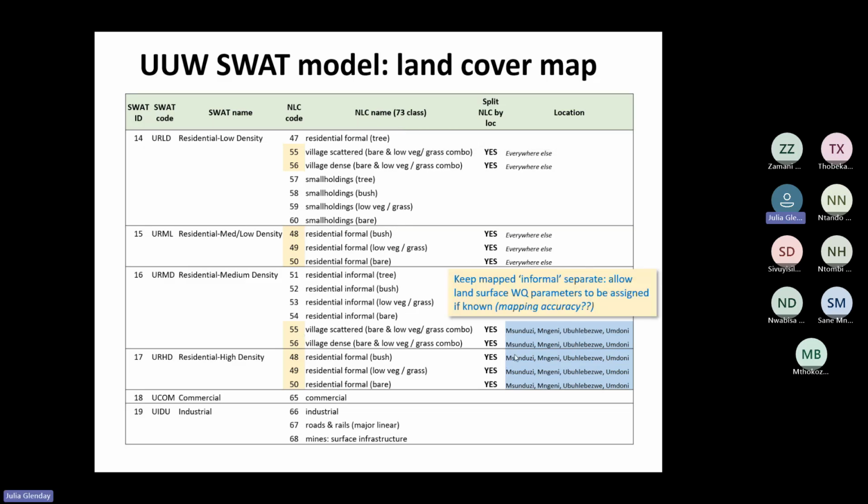Also, I wanted to note that I've kept classes that the National Land Cover Mapping labeled as informal, as separate. We could apply some different water quality parameters to those areas if we have an idea of what to apply. I'm not confident that their mapping of informal versus formal, which I think is done using rules based on the remote sensing for the whole country, is accurate. So it might get those kinds of classes wrong in different places. There were places that looked quite formal that were mapped as informal here. But as a starting point, we can use it.